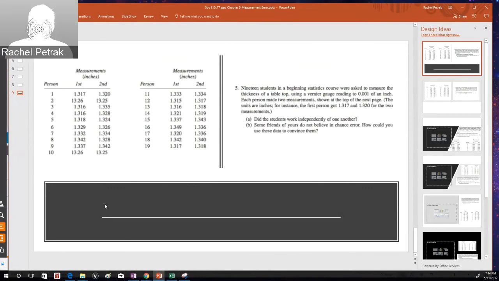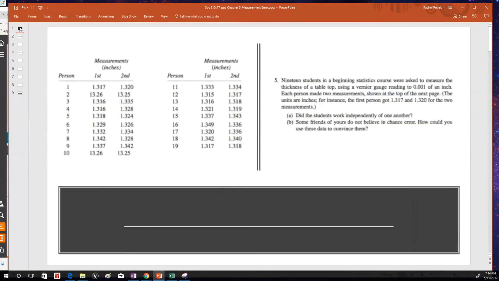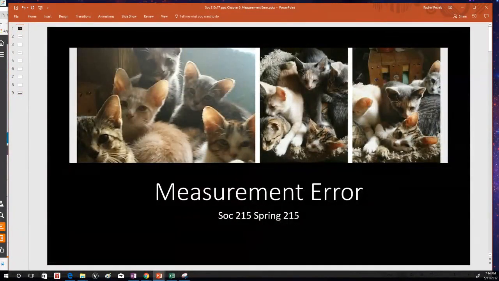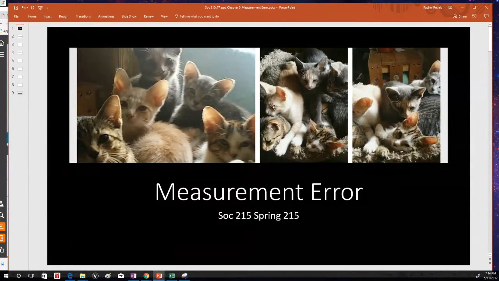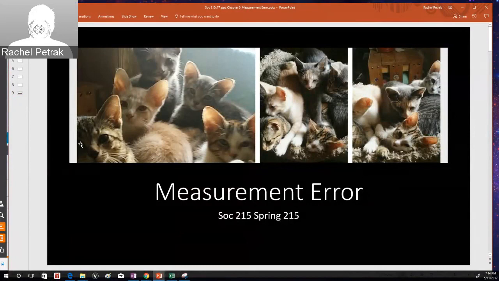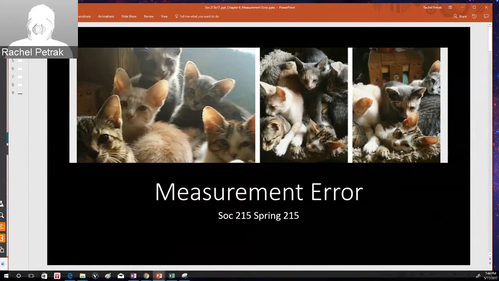Okay, any questions about measurement error before we move on? Because we're not going to review this topic again in the exam review. Okay. In our next part, we're going to go over the exam review and some of the special exercises.